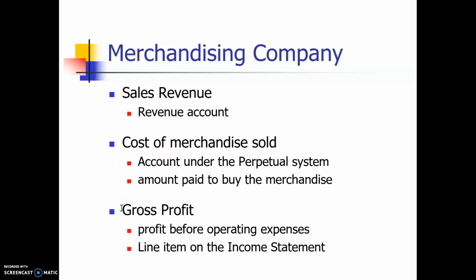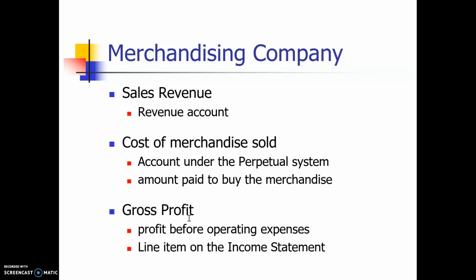And then we're going to see the income statement is going to be more involved for a merchandising company. And this isn't an account. They don't have an account called gross profit. This is going to be a line item on the income statement. Okay. So let's take a look at our income statement for a merchandiser. We learned for the service business, our income statement showed our revenue, then our expenses, and then we subtracted revenue minus expenses and we got to net income.